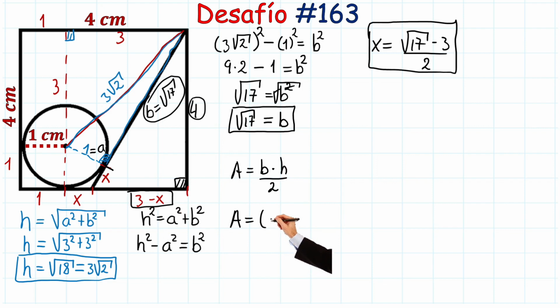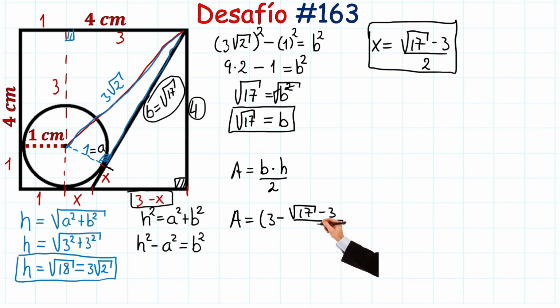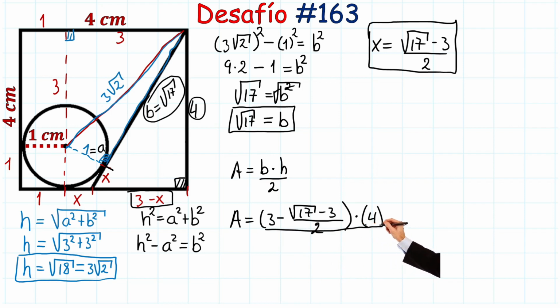That is, 3 minus this, because this equals x. So 3 minus the square root of 17 minus 3. Alright, perfect. And times the height. How much does the height measure? The height measures 4, all of this over 2. Very well, we can simplify these 2 with this 4, and I am left with 2 above. And now let's multiply this 2 by each term.